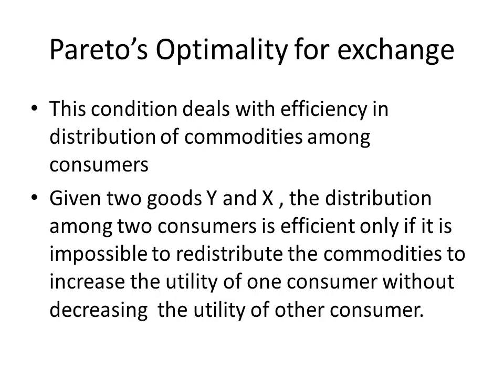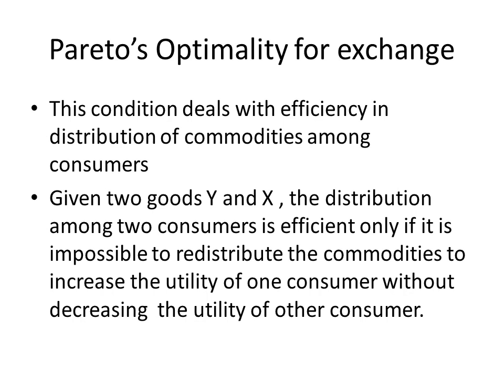Now Pareto's Optimality for exchange, what does it mean? The condition deals with efficiency, how the goods are distributed among the two consumers. Suppose we have two goods, X and Y, and there are two consumers A and B. If we have achieved Pareto's Optimality, any economic policy that changes the distribution among these two consumers is efficient only if the increase in utility of one consumer does not decrease the utility of the other consumer.